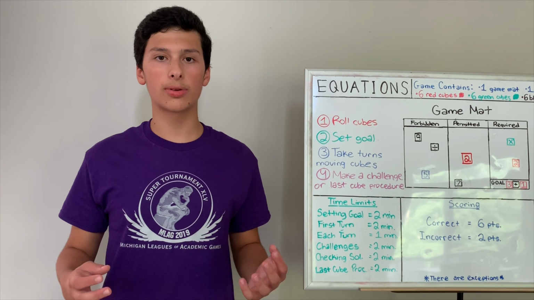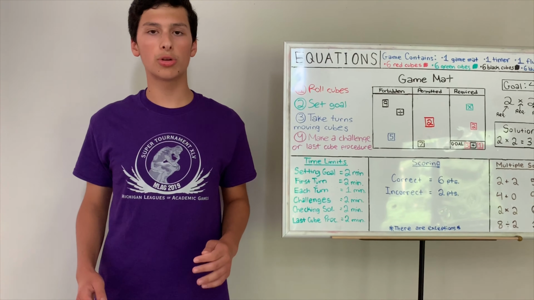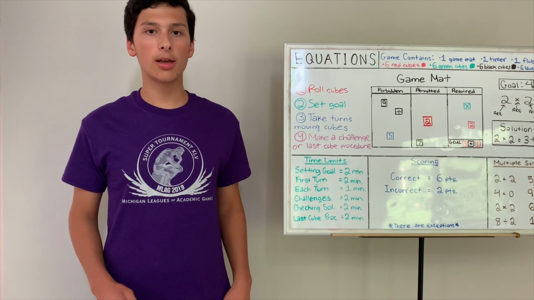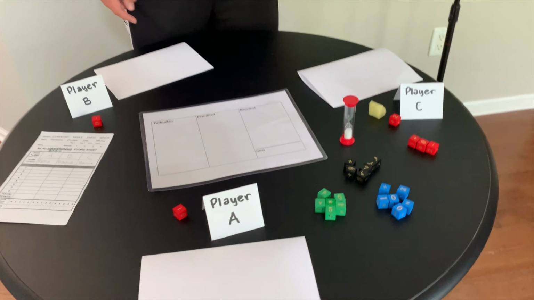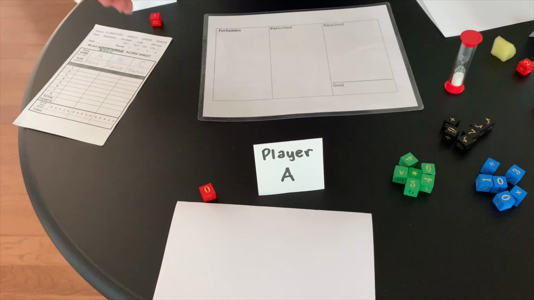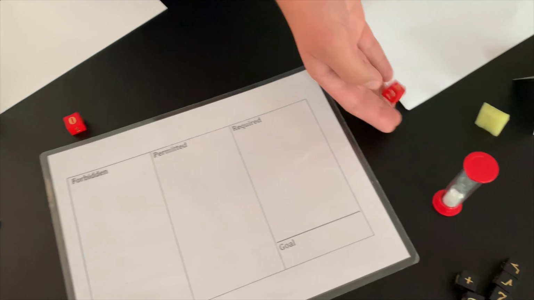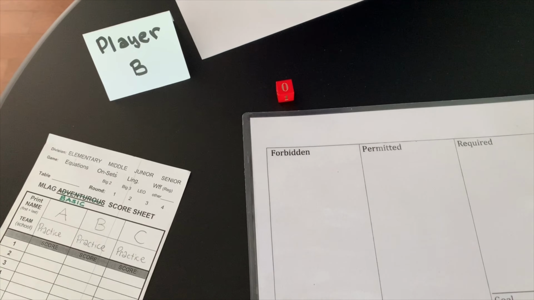Now I'm going to demonstrate how to play a game of equations. Equations is between 2 to 3 players when you're playing, not 4 players. So in the beginning of the match, each player will take a red cube and roll to determine who will be the first goal setter. The highest value who rolls is going to be the goal setter. So in this situation, player C would be the goal setter because 1 is higher than 0.